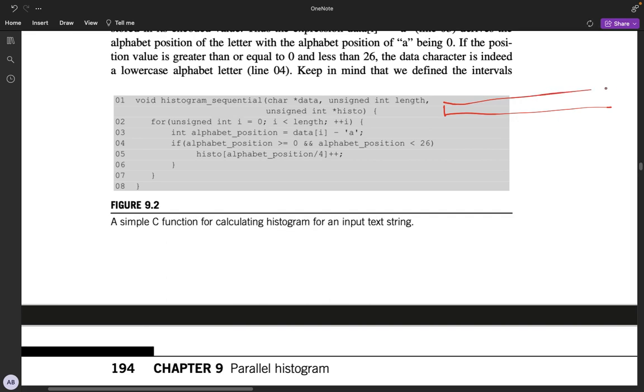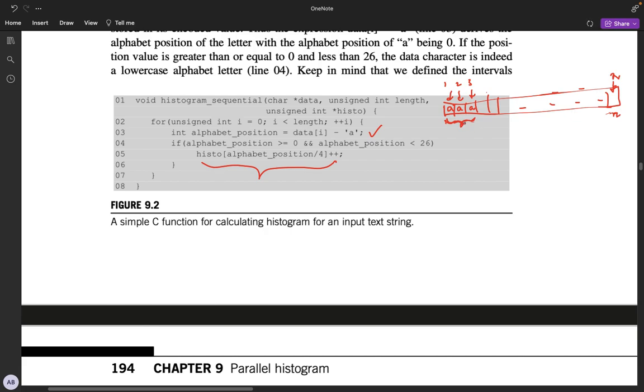Let's say this is the entire document. We assign each thread, like this is the first thread, second thread, we assign each thread to each data point. So if we have n data points, we assign each thread to n data points. Each thread calculates the alphabet position, and each thread updates the histogram at alphabet position by 4, by incrementing it by 1.